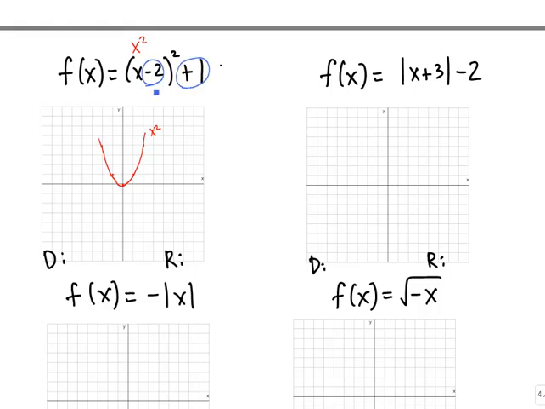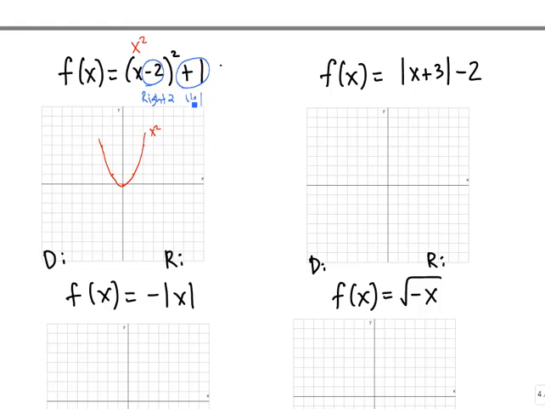The minus 2, because it's on the inside of our parentheses, is a horizontal shift, and thinking backwards, this minus 2 is actually going to go right 2. Then the plus 1 is off to the side outside of this square, so that's a vertical shift, and this is going to go up 1. So those are my transformations.